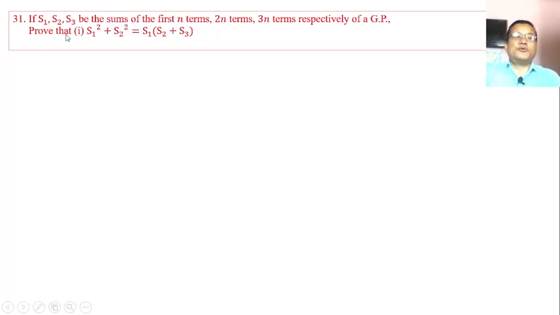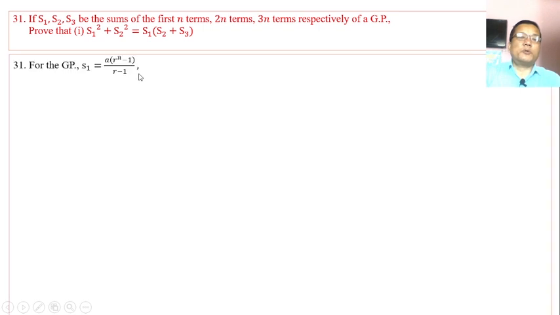If S1, S2, S3 be the sums of the first n terms, twice n terms, thrice n terms respectively of a GP, prove that S1 square plus S2 square equals S1 times of S2 plus S3. S1, S2, S3 respective values from the formula. Taking the left hand side, put the respective values of S1 and S2.